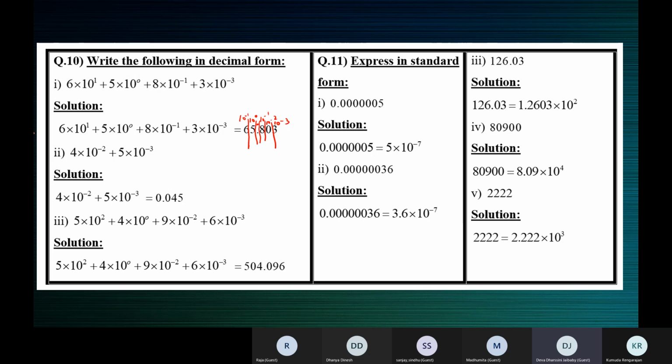The next one, 4 into 10 to the power minus 2. That 10 to the power minus 2, you know, is after the decimal point. So you should start from the decimal point. Then 10 to the power minus 1, 10 to the power minus 2, 10 to the power minus 3. What do you have here in 10 to the power minus 1? Nothing. So 0. This decimal point, 0. 10 to the power minus 2, we have 4. Minus 3, we have 5. So it is 0.045.